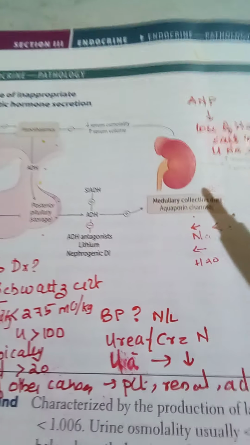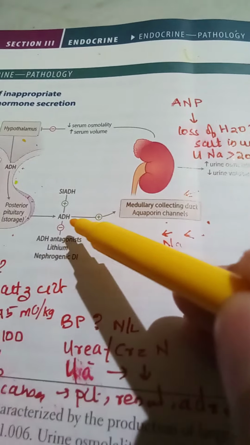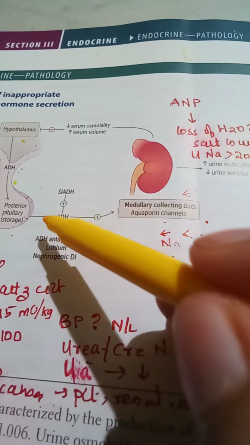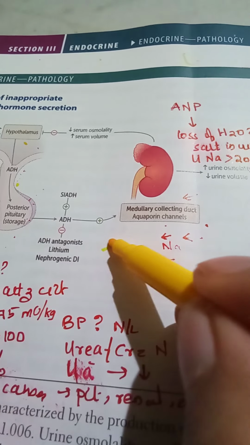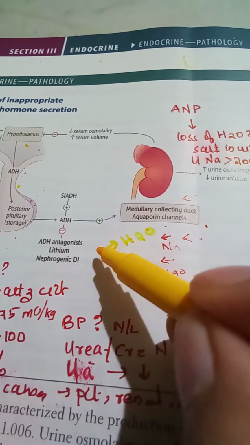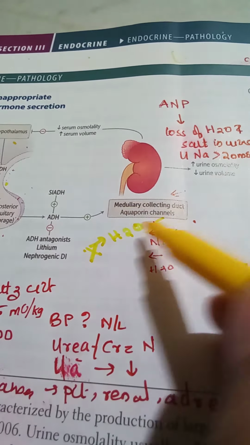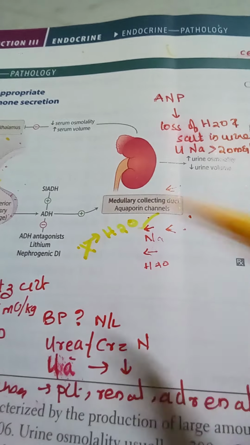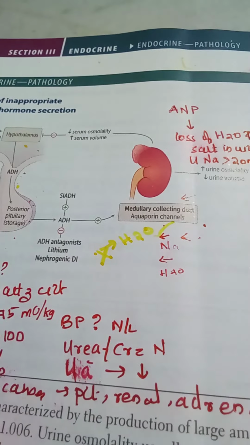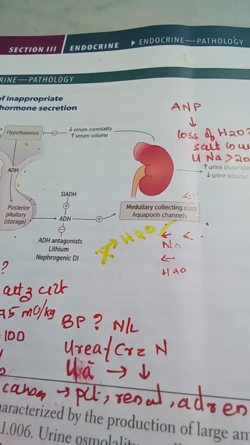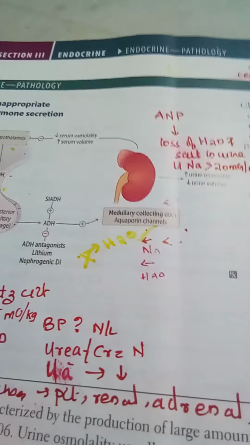So what is this ADH going to do? We know that ADH is antidiuretic hormone, so clearly it is going to prevent diuresis. It prevents water from going out. How? By acting upon the aquaporin channels in the medullary collecting ducts. There are many aquaporin channels in the medullary collecting duct. With this basic idea, we are going to come back to this figure again, and go to the explanation.